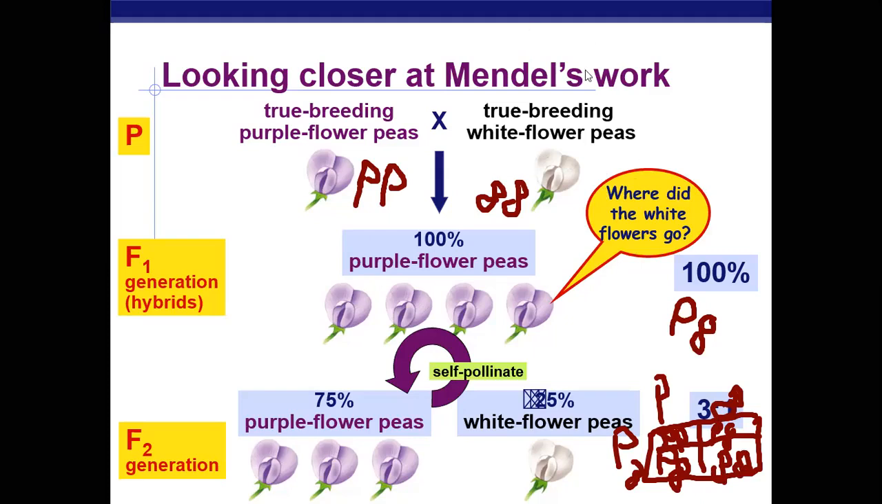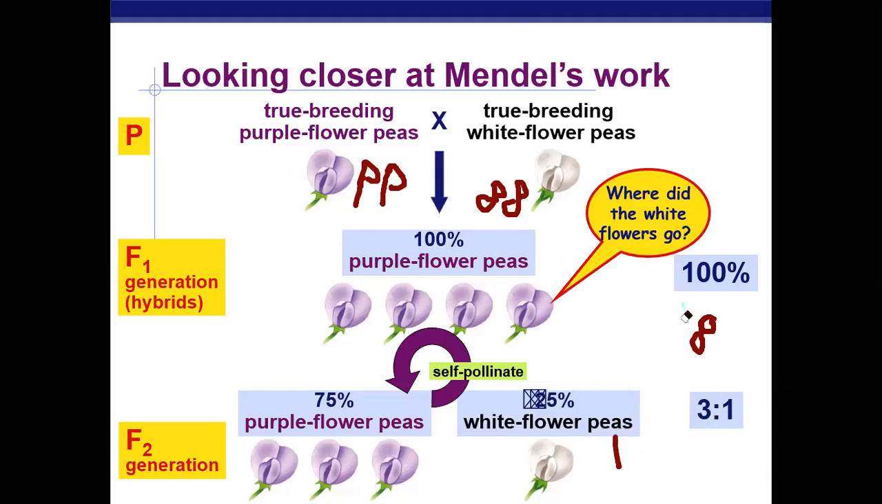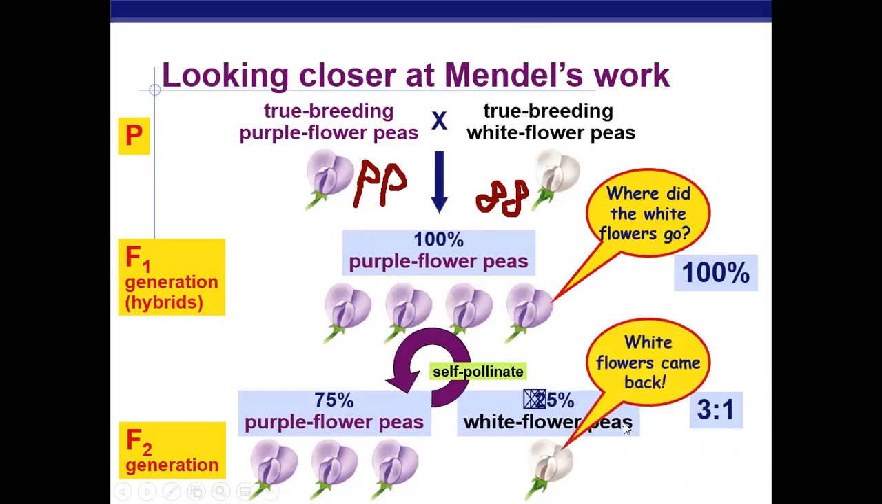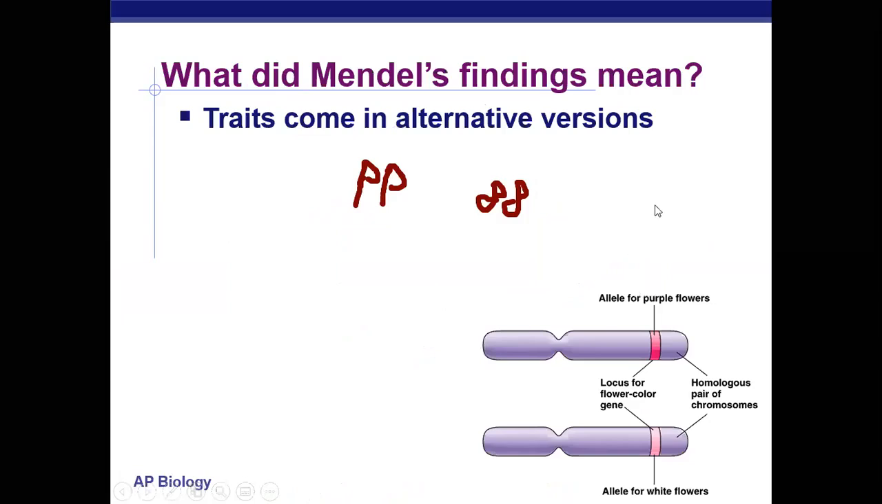Sorry, let me clear, undo. Let me just clear. Okay, erase, fine. 3 to 1, there it is. Offspring. Excellent. That's one of the major things you need to know in this PowerPoint. And so you see the white flowers came back. Oh, I thought it would go away with that slide. You can see how much I've used that tool. Okay, so what does this mean?